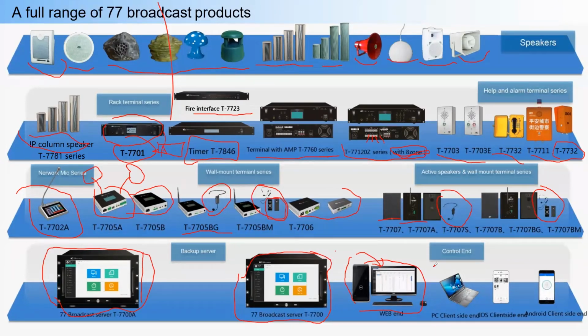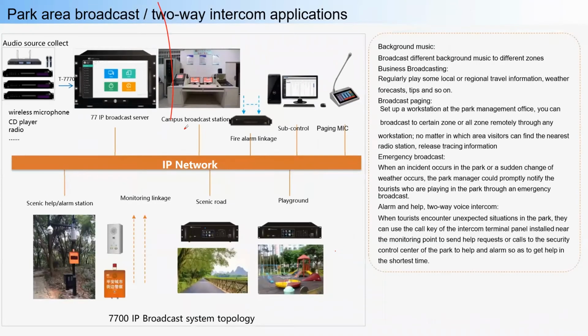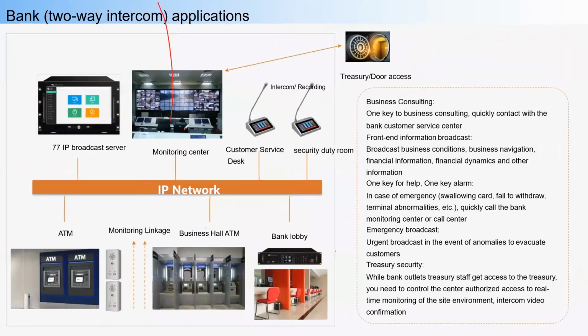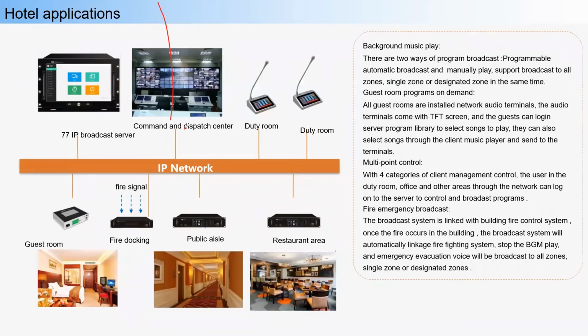And for the control end, we have PC and iOS, Android. So that's all for the products. So here are some applications, campus broadcast applications in university. Actually, the structure is similar to the page I just introduced. Next, park area broadcast with two-way intercom applications, bank applications, also with intercom, prison with intercom, commercial city, hotel.